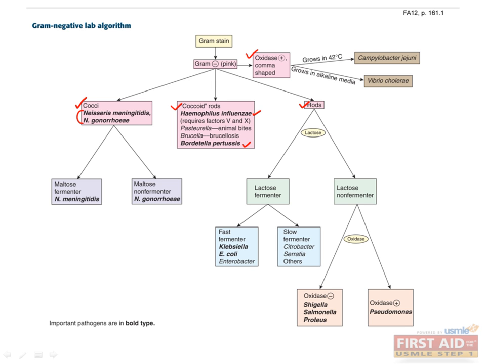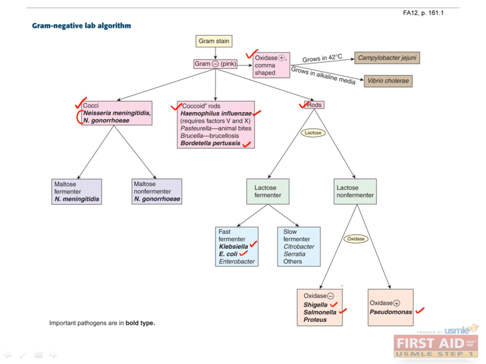Within the rods, let's focus mostly on these organisms: Klebsiella, E. coli, Shigella, Salmonella, and Pseudomonas. MacConkey's agar will distinguish Klebsiella and E. coli from Shigella, Salmonella, and Pseudomonas. Then, to figure out whether you are dealing with Pseudomonas, you can check if the organism is oxidase positive.